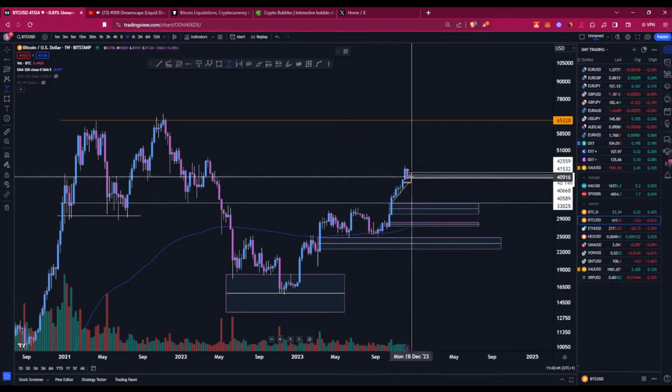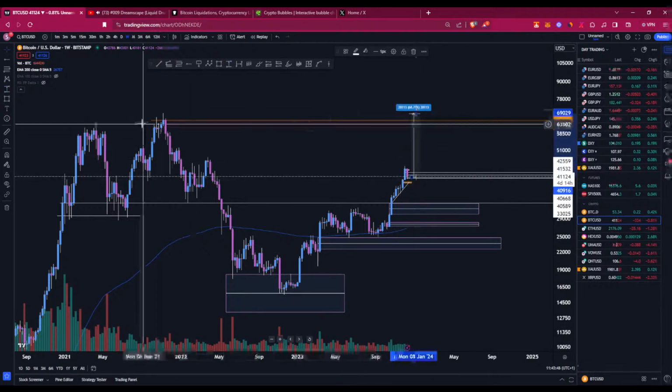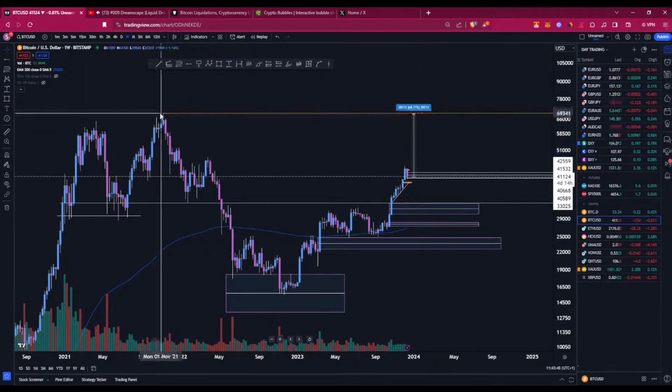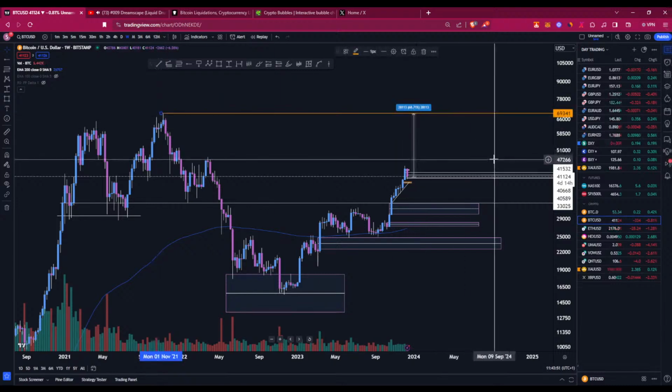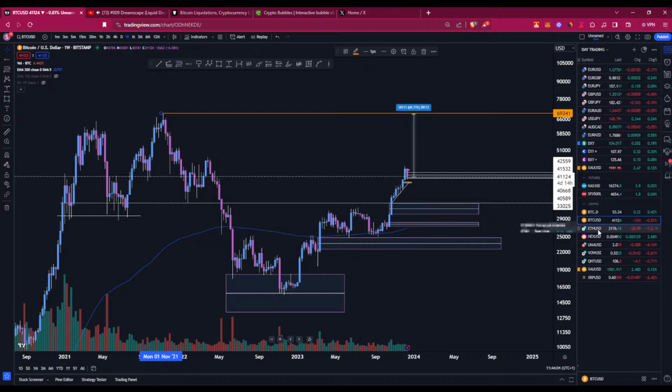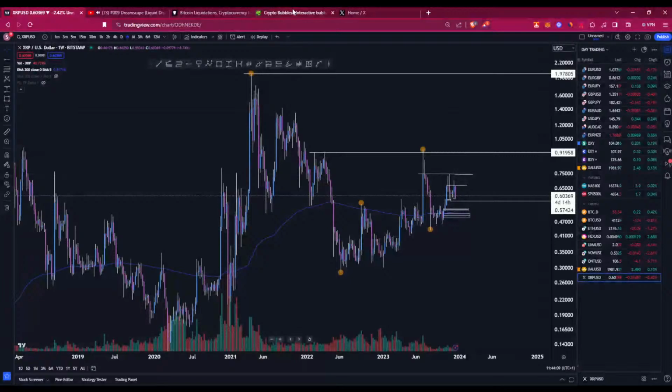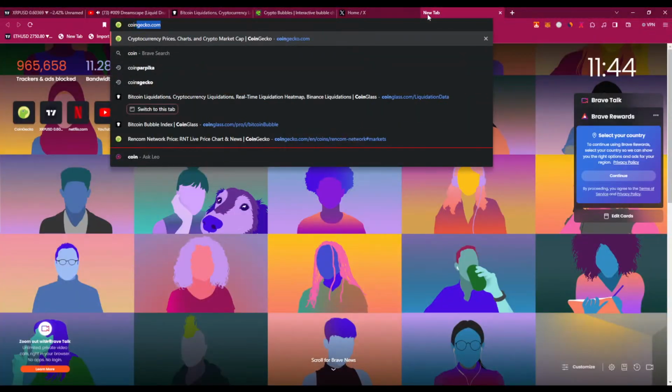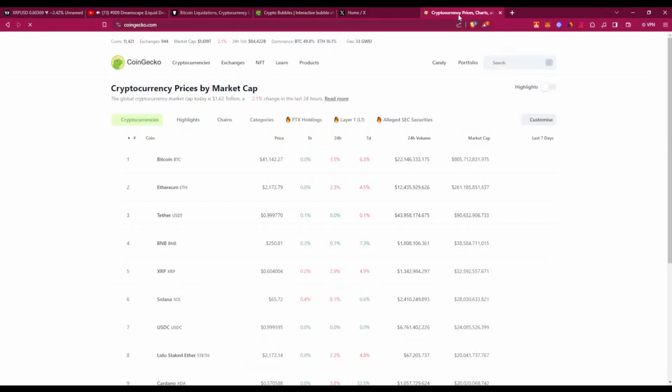Bitcoin, as I said 100 times, if you manage to buy now and make it to all-time highs, you make 68%. Okay, so if you put $100,000 into Bitcoin, you make $68,000. So what do I prefer? XRP. Just investment wise, okay? It's just investment wise. I prefer XRP. Why? Okay, let's go to CoinMarketCap. Yeah, CoinGecko is good too.